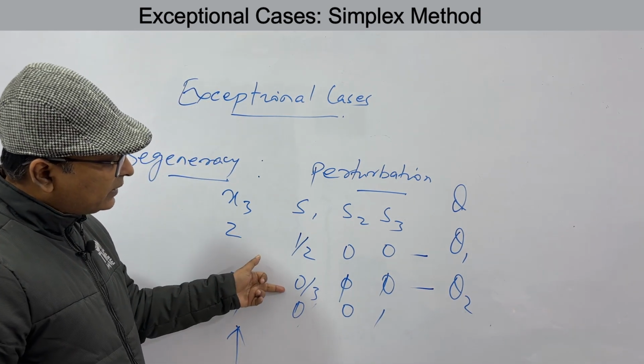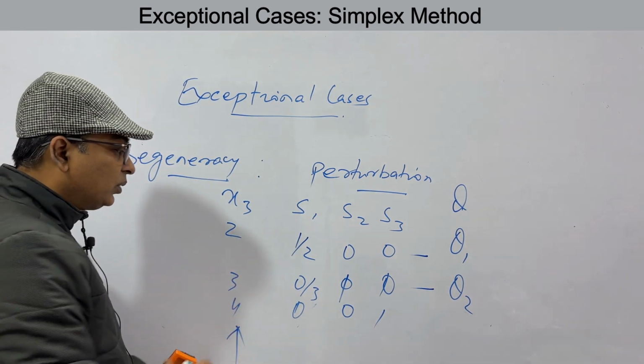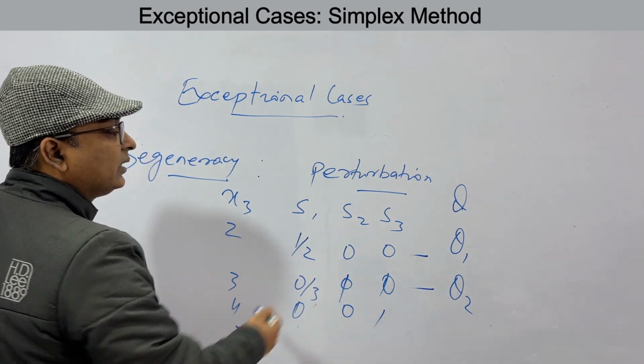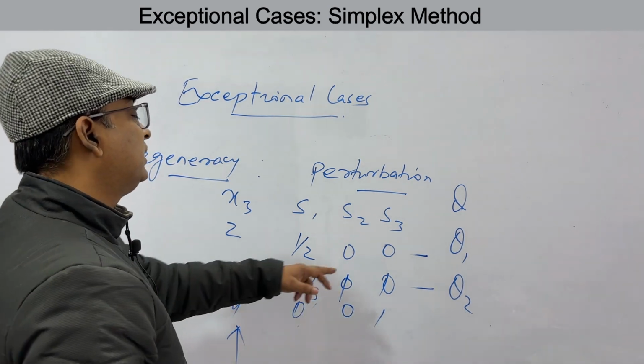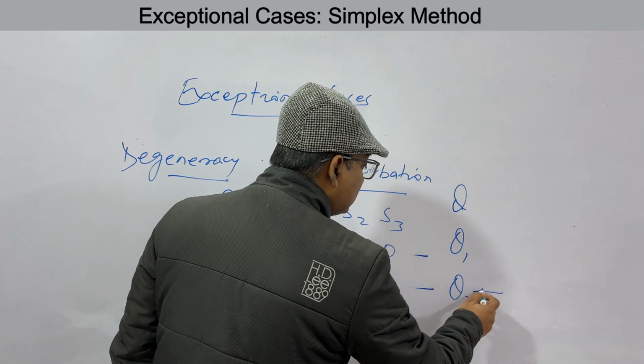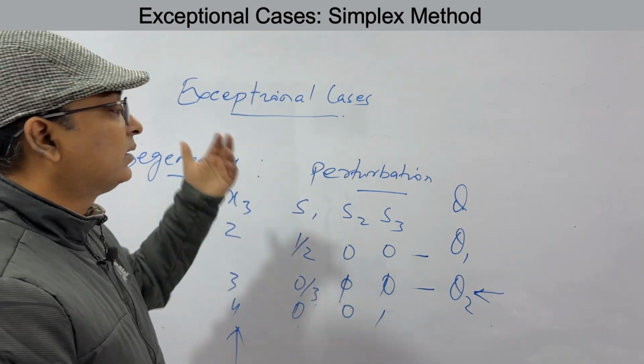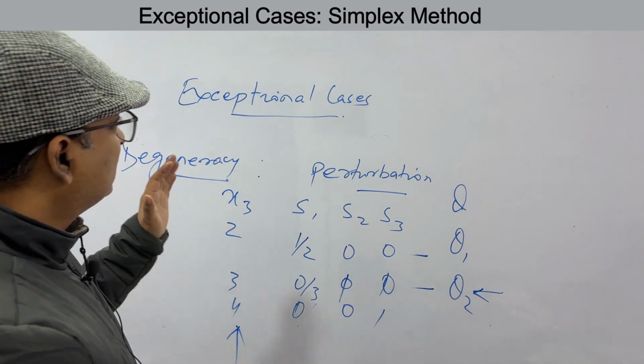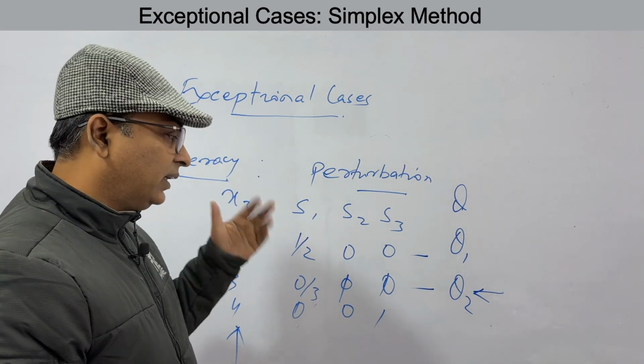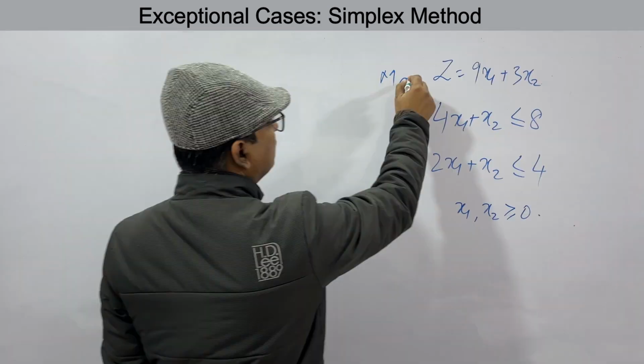The lower ratio will be 0, this is half, this is 0. So the lower ratio will be our key row. So we'll take this as the key row instead of this. This will get us out of that cyclic issue. Okay, so this is the exceptional case, how we handle it. So I'll take an example and then we'll understand this.